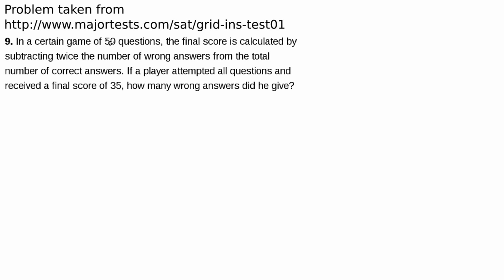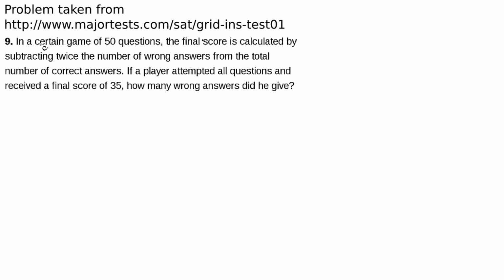In a certain game of 50 questions, the final score is calculated by subtracting twice the number of wrong answers from the total number of correct answers. Okay, I'm already kind of blurry. I know I'm going to have to read this question more than once, but I'm just going to keep going and iterate, go back and read again later. If a player attempted all questions and received a final score of 35, how many wrong answers did he give?